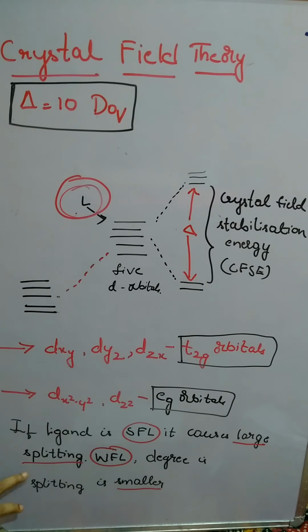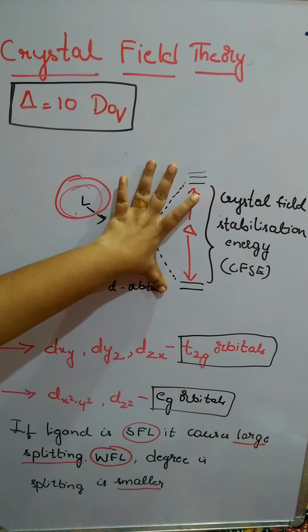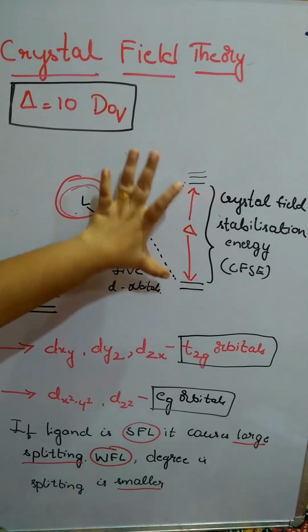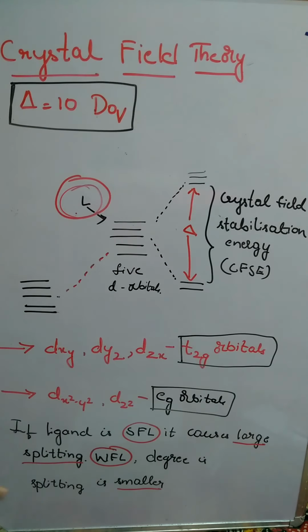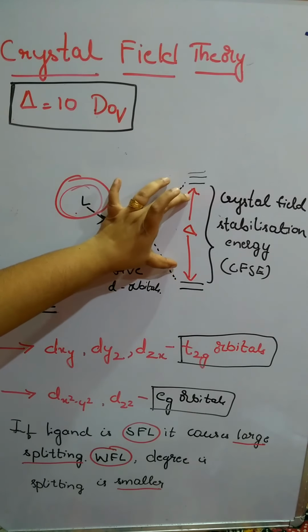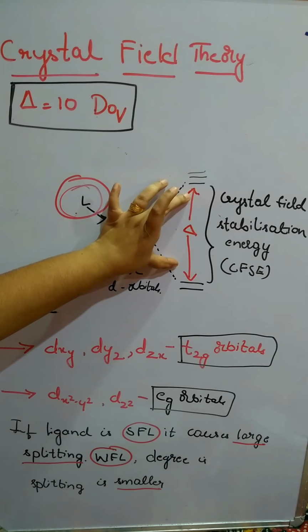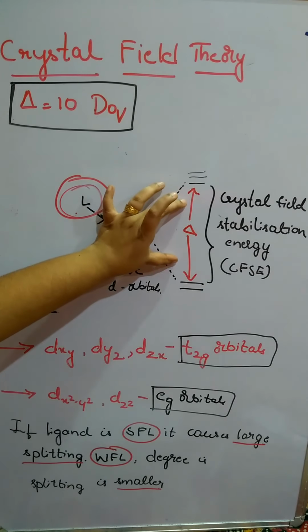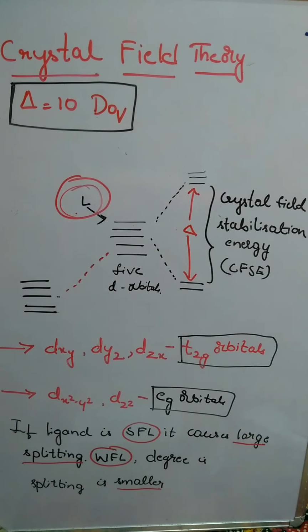If the splitting is larger, these orbitals will be far from one another. If it is smaller, then they will be very close to one another. So the orbitals will come closer to one another, the splitting energy will be less, and the crystal field stabilization energy will be very, very less.